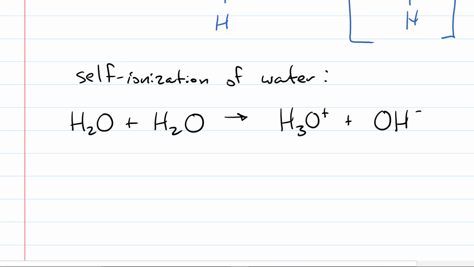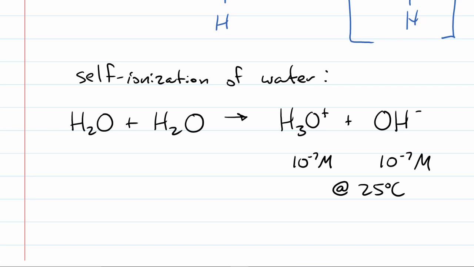And it turns out that we have measured this amount, and the amount that's in there is actually 10 to the negative 7th molar at a temperature of 25 degrees Celsius. And 10 to the negative 7th molar would be like 1/10,000,000th of a mole contained in the solution. And again, this is at 25 degrees Celsius. So now, if we know that information, what we can do is we can calculate the pH.